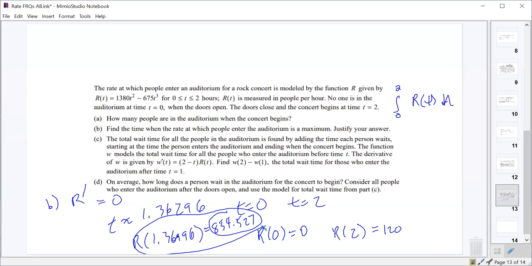Does that make sense for part B? Yeah. Cool.